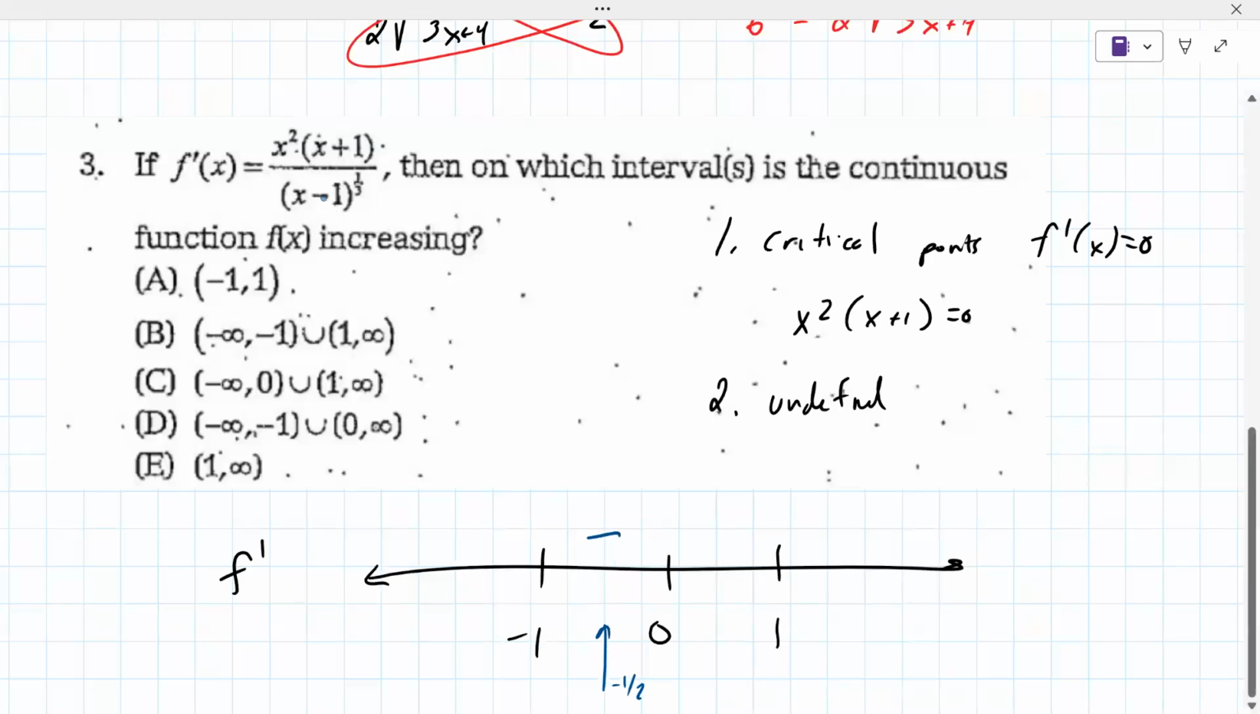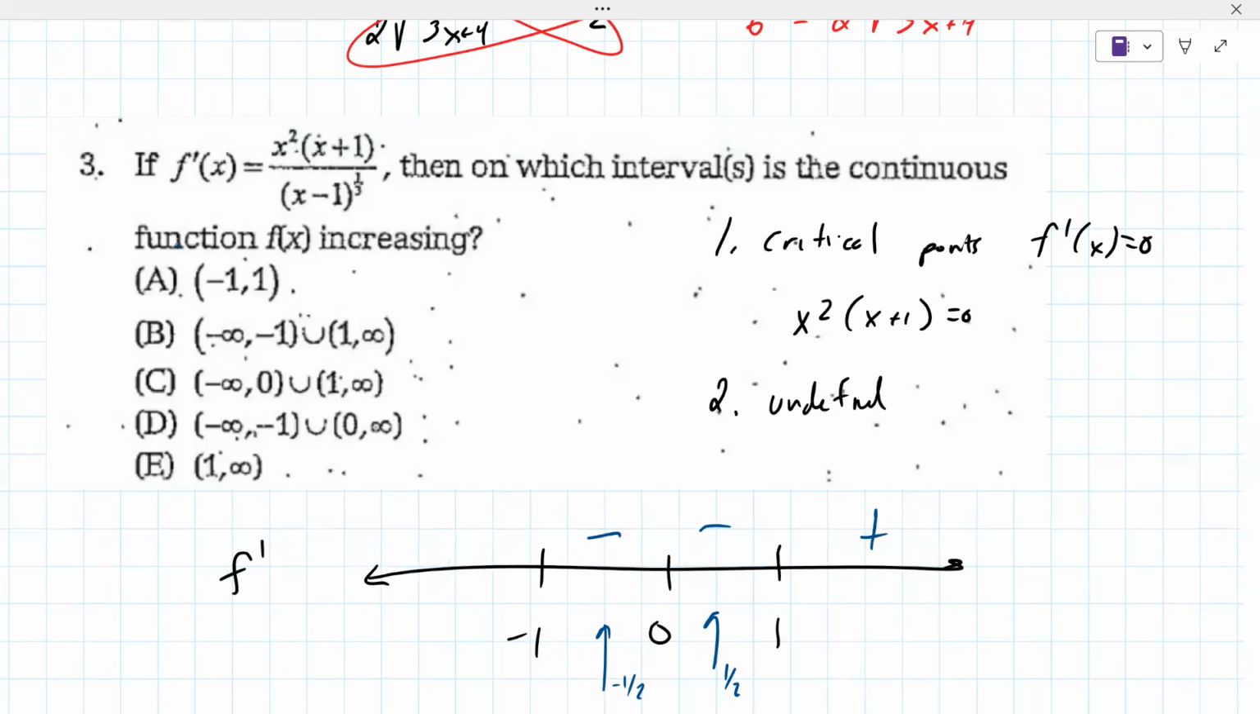Go ahead and see if you can figure out the rest of these. Would 0 to 1 also be negative? If you plug in one half, yeah, you gotta just try it. I mean, you can't assume, but yeah, it is negative. For one, because if you plug in like two, it's also positive. So after one, it's positive.